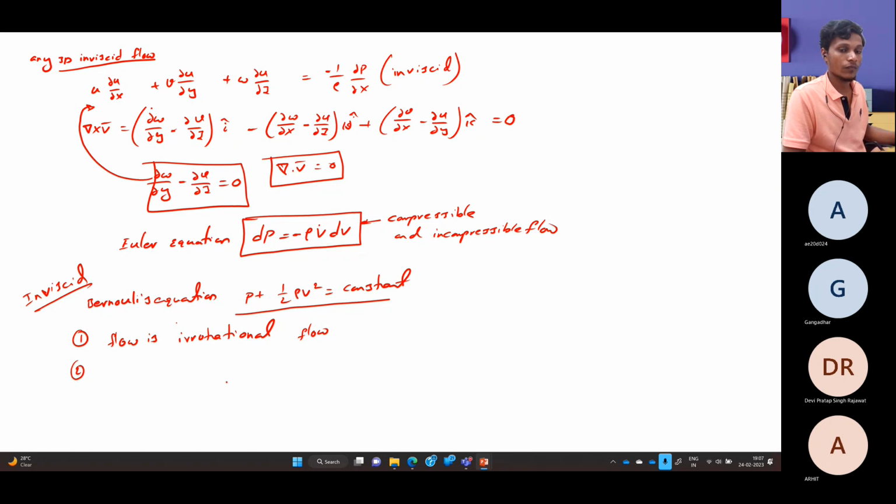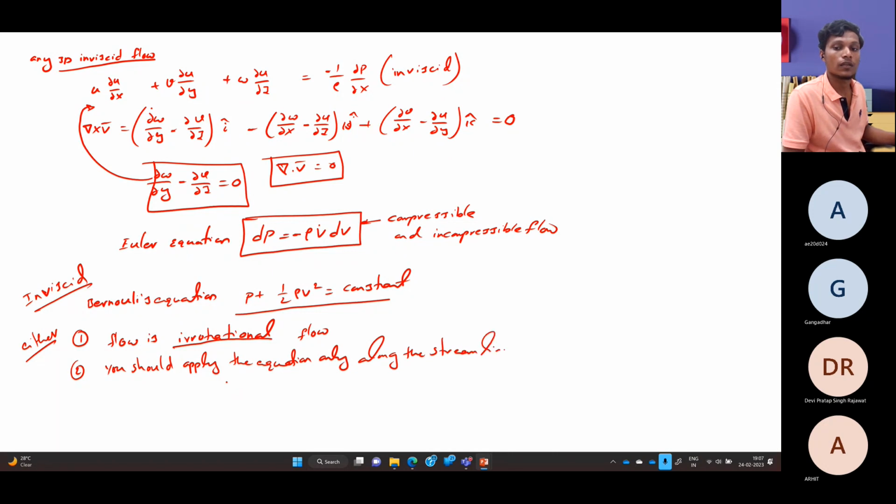And the second condition is to judge whether the flow is rotational or irrotational. Any one of these conditions should be satisfied. If the first condition is not satisfied but the second condition is satisfied, you can use the Bernoulli's equation. What is the second condition? The second condition is you should apply the equation only along the streamline in a rotational flow.